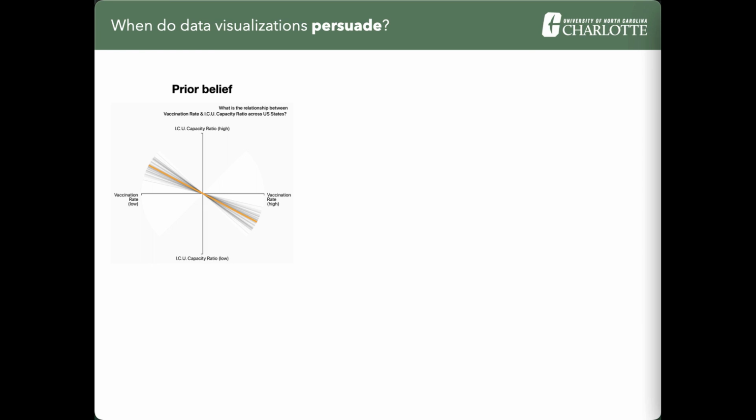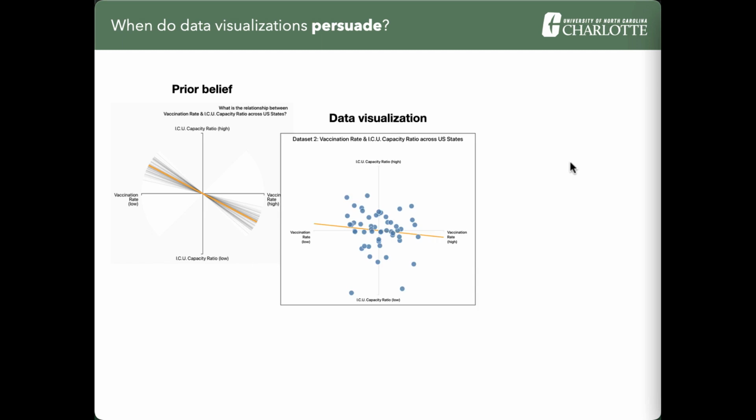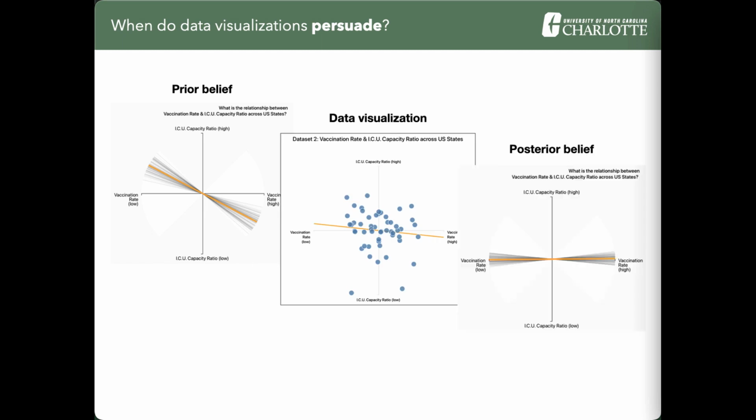So first, before people saw a data set for a given pair of variables, they would indicate what they thought was the most likely relationship between those variables, as indicated by this orange line. Then they'd be presented with a data visualization. And after seeing that data set, we'd again ask them to indicate what they thought was the true relationship. So a key outcome of interest that I'm going to present later is how much their belief changed from before to after seeing the data.